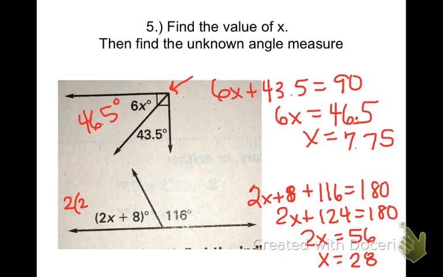2 times 28 plus 8 will give me 64 degrees. You can check your work by subtracting 116 from 180 to see what this expression needs to be equal to.